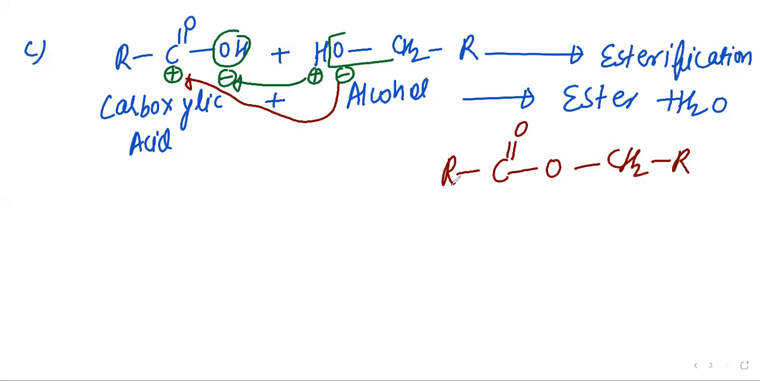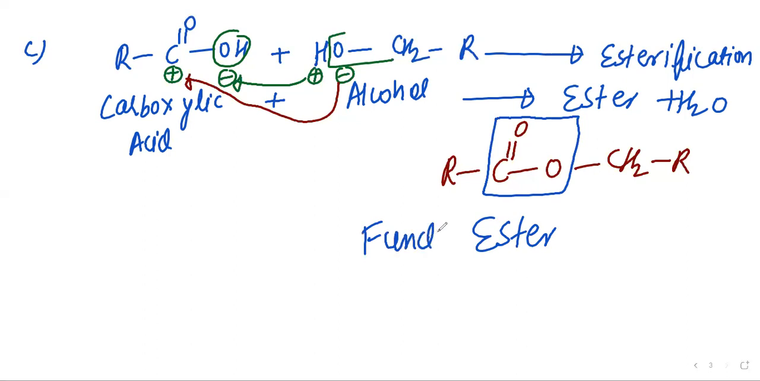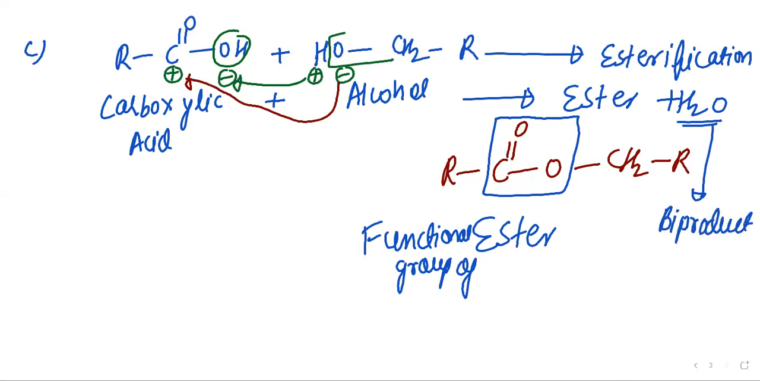So whenever you find this functional group in the compound, it is called ester. This is the functional group of ester. That's why the whole reaction is called esterification, and formation of water is there. So this is called byproduct. Write it down.